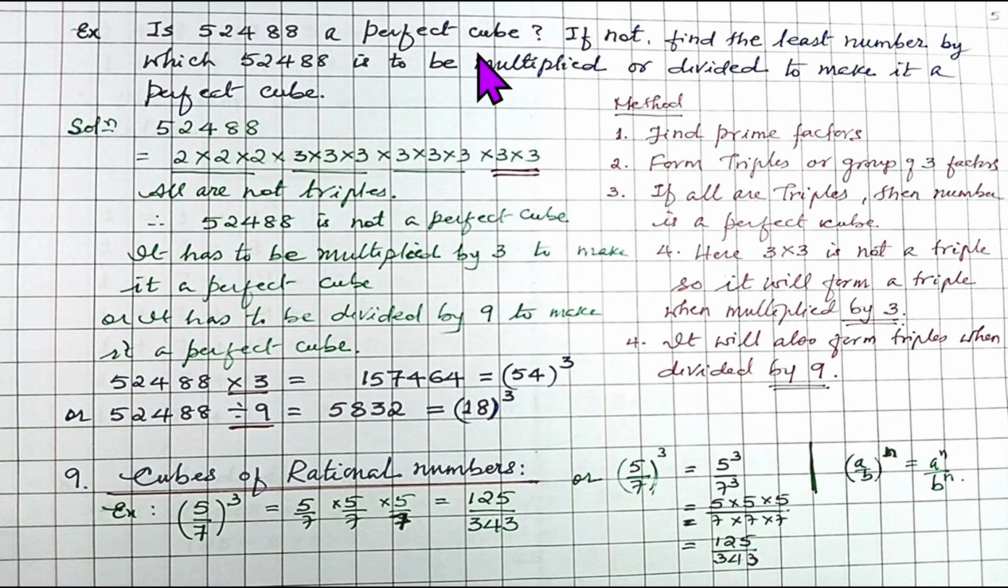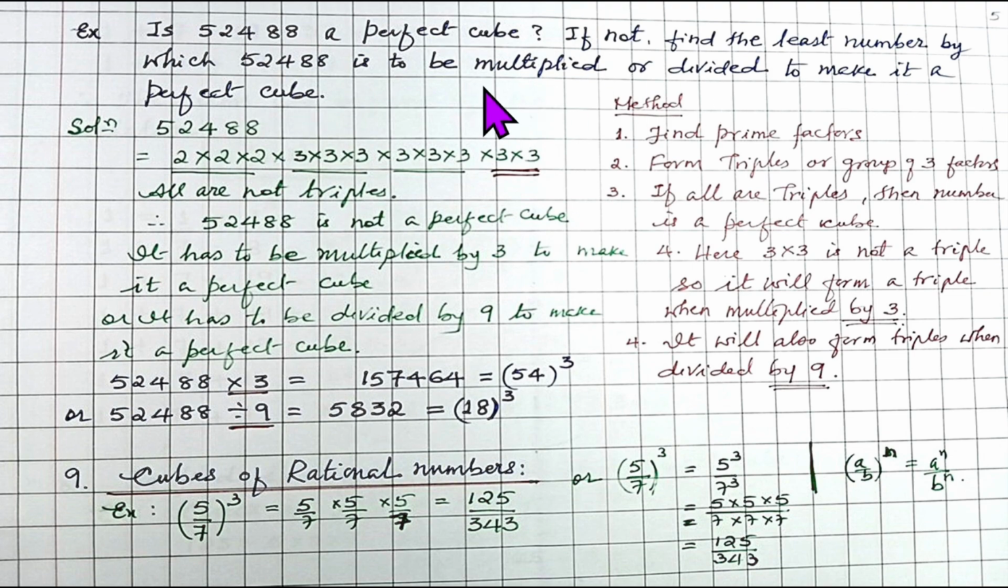Now coming to the next example. Now we have to check here whether 52488 is a perfect cube or not. If it is not a perfect cube, then what is the least number by which 52488 is to be multiplied or divided to make it a perfect cube?